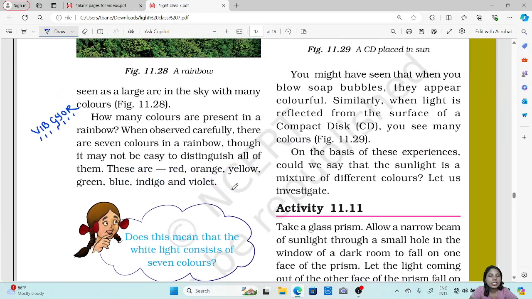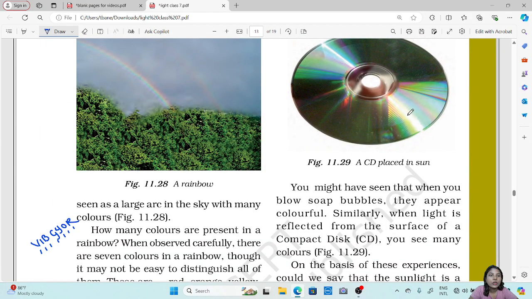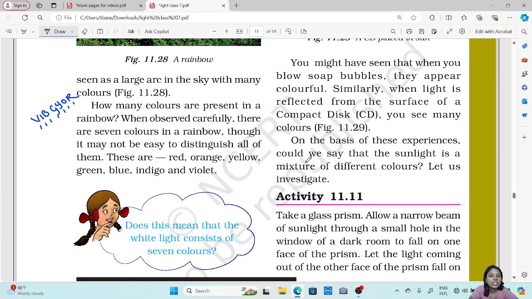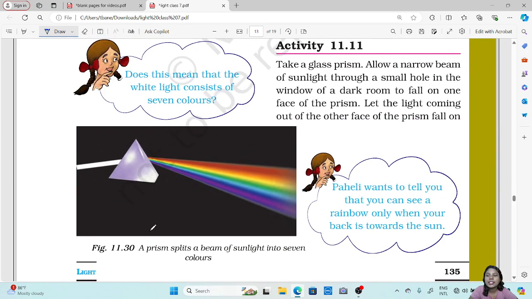You might have seen that when you blow soap bubbles, they appear colorful. Why is that happening? Similarly, when light is reflected from the surface of a compact disk, you see many colors. On the basis of these experiences, could we say that sunlight is a mixture of different colors? Yes. Sunlight is basically white, but the minute it hits a surface, it gives out many colors.